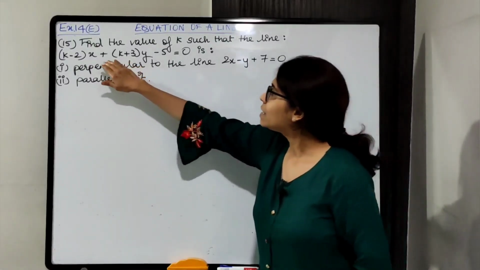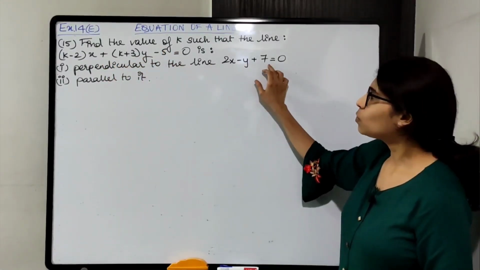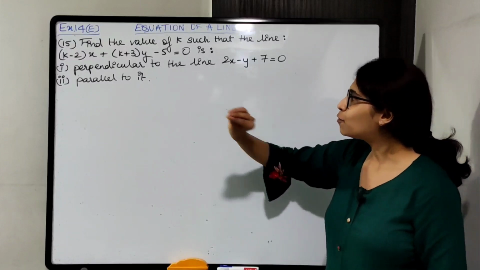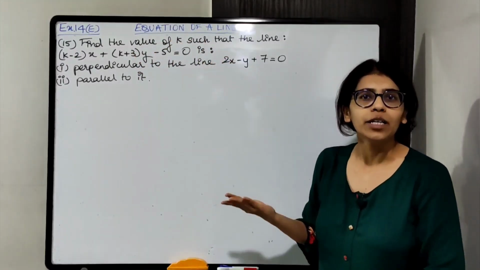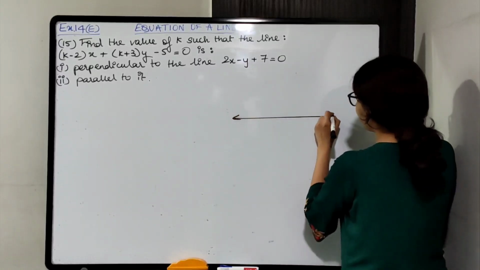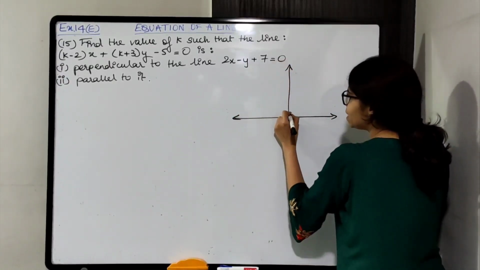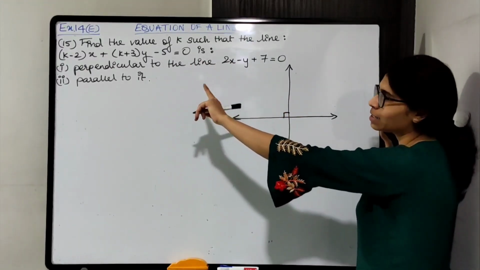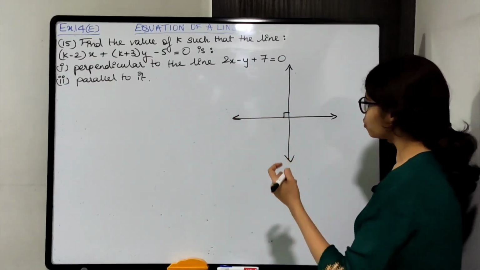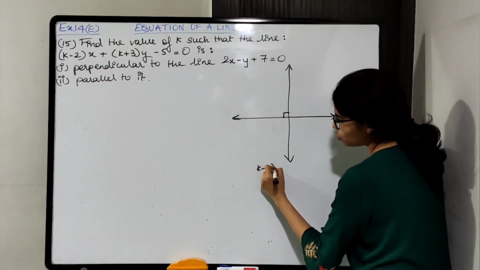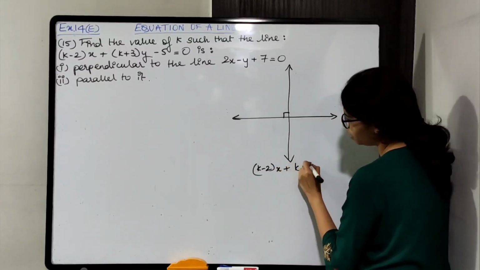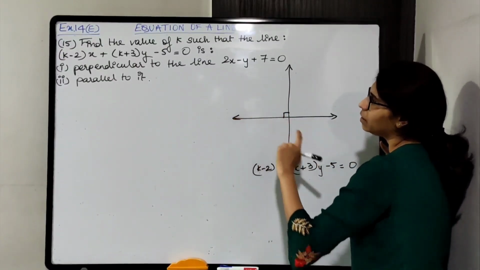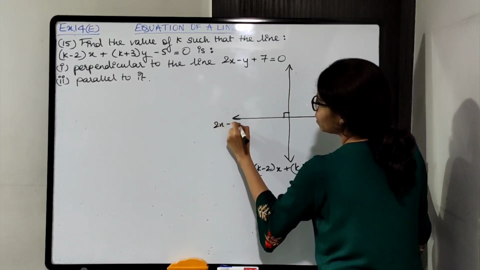First condition is when this line is perpendicular to the other line whose equation is given. So two equations are given and for the first part both the lines are perpendicular. So the two lines are perpendicular. The equation of one is (k minus 2) the whole x plus (k plus 3) the whole y minus 5 equal to 0. This is the line. And the other line to which it is perpendicular is 2x minus y plus 7 equal to 0.